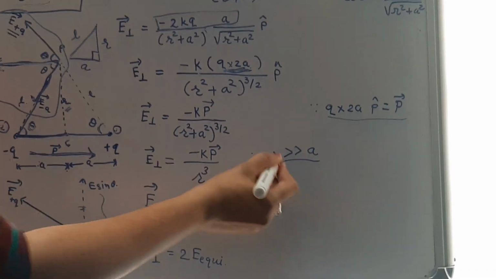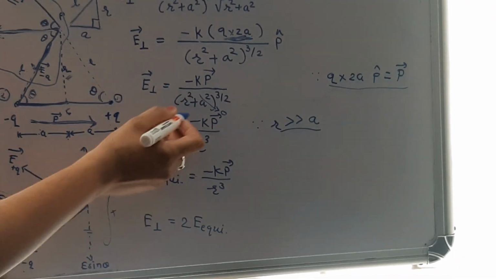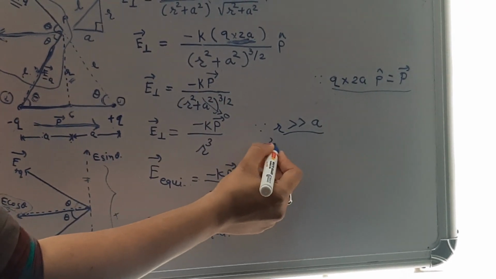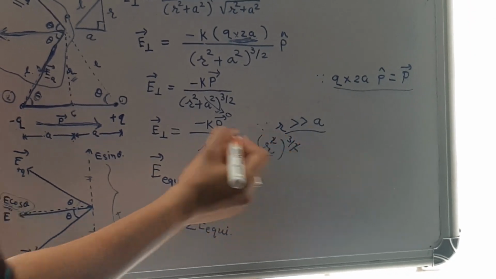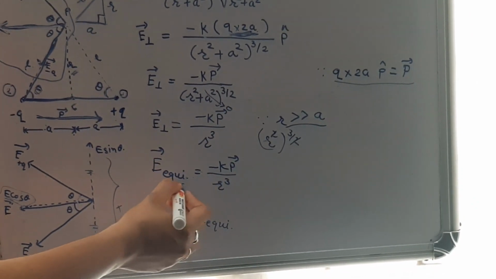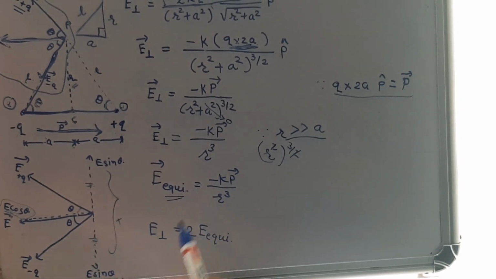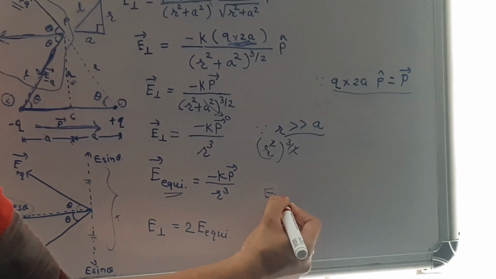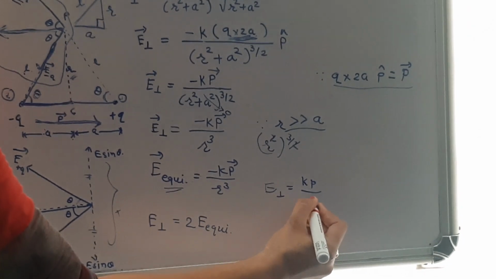Now if r is greater than a, then a can be neglected. So only one term remains, r square whole raised to 3 by 2. So the 2 cuts, and you will get here r cube. Okay. So minus kp upon r cube. So at the equatorial plane, the field is minus kp upon r cube. So if I write not in vector form, just in simple form, then I can write kp upon r cube.